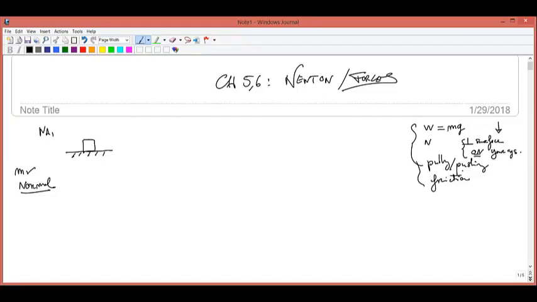And the last one is friction. And we will go more into detail on friction later on. So I'm going to leave it for now.